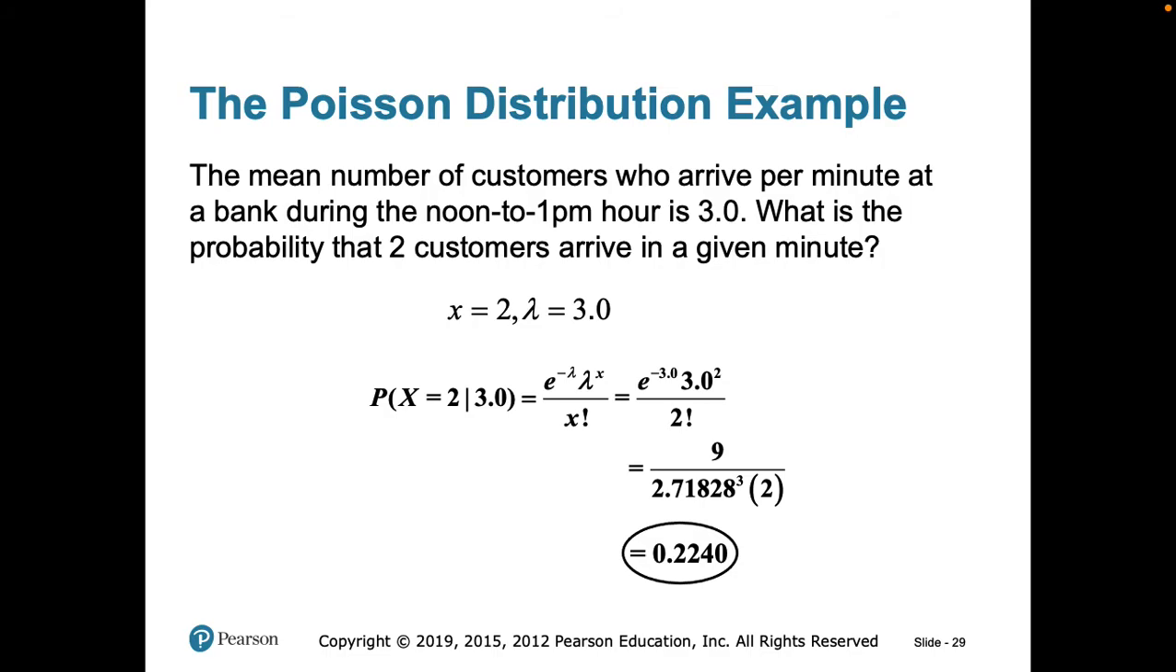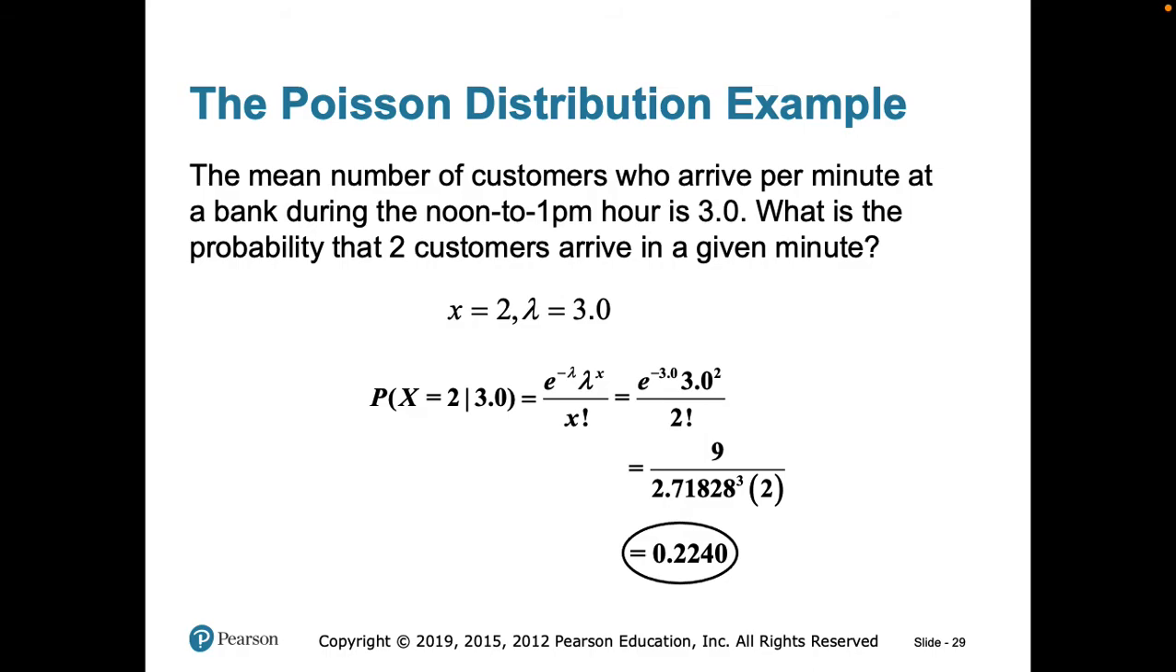All right, let's take a look at this example here. On this one, we want to figure out the mean number of customers who arrive per minute at a bank during the noon to 1 p.m. hour, and we know that is 3.0. So what is the probability that two customers arrive at a given minute?